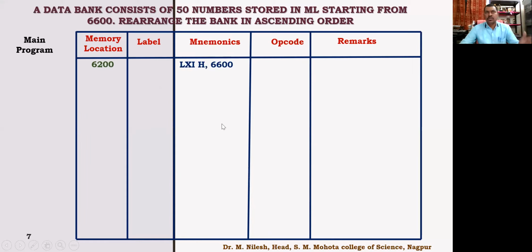So the first instruction that we usually use is LXI H, 6600, where the numbers are being stored. And remember again that in the first memory location we are supposed to store the counter, how many numbers we have to arrange in ascending order. So we are putting LXI H, the opcode is 21 00 66, and we are loading the address of the data. It is a 3 byte instruction, so it will require three memory locations.